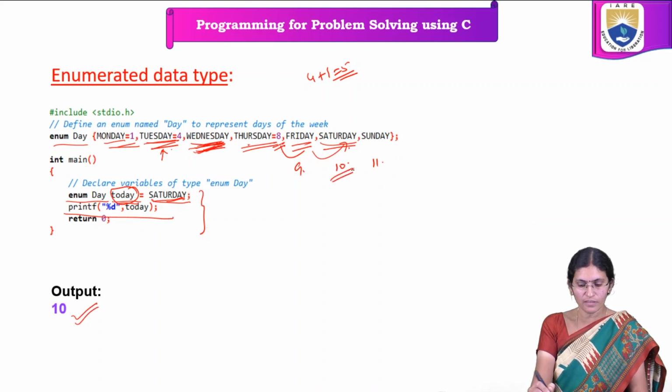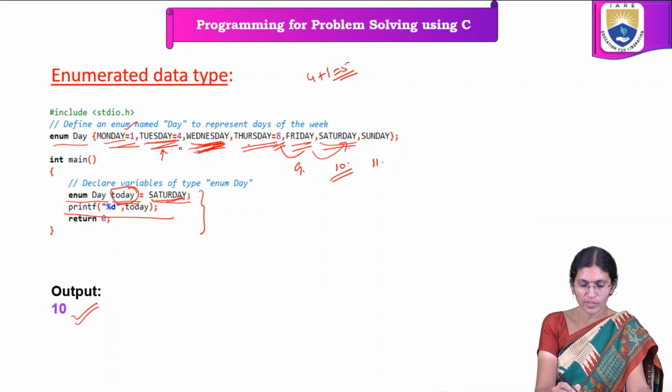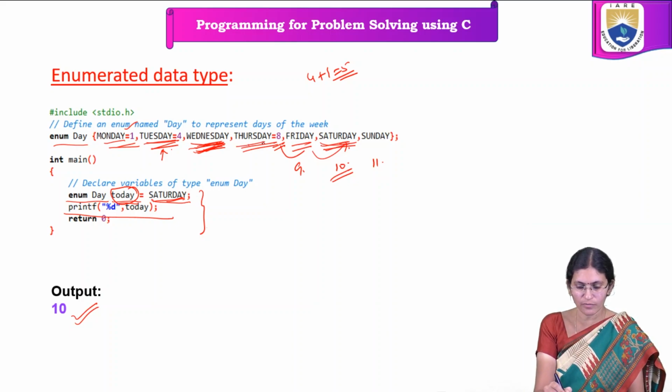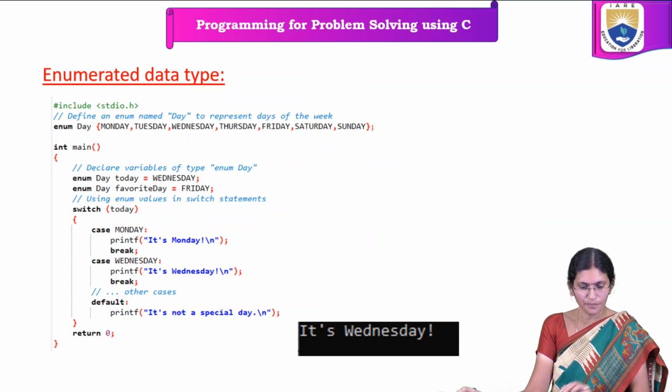So why? According to this logic, you can understand. Monday has been assigned a value 1. Then for Tuesday, if there are no values assigned, the value of that particular name will depend upon the previous value. Here for this name, the value assigned is 8, so the next one will have a value 9. So 8 plus 1. In this way, we can understand this program.